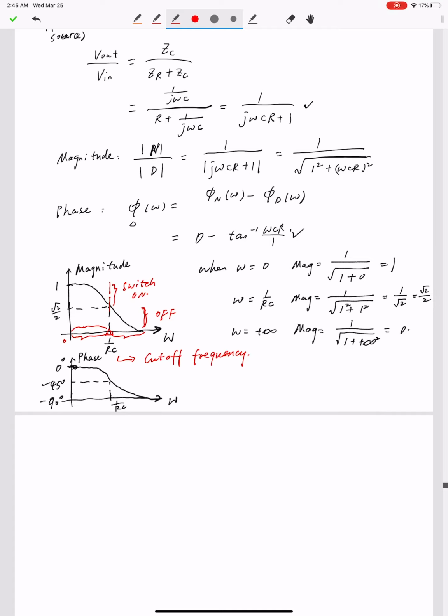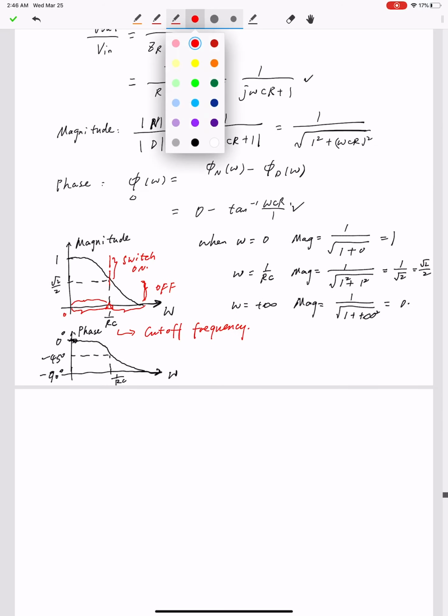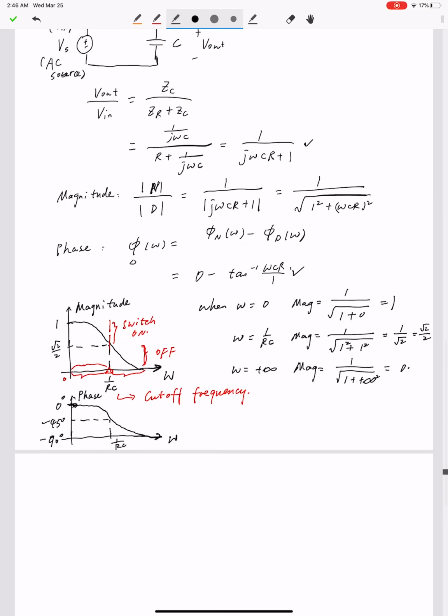All right, so let's look at the other one, which is very similar to this low-pass filter. It's called the high-pass filter.